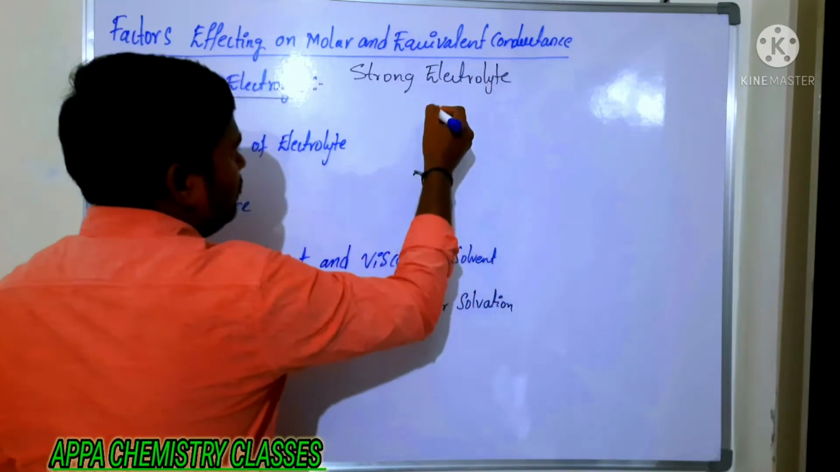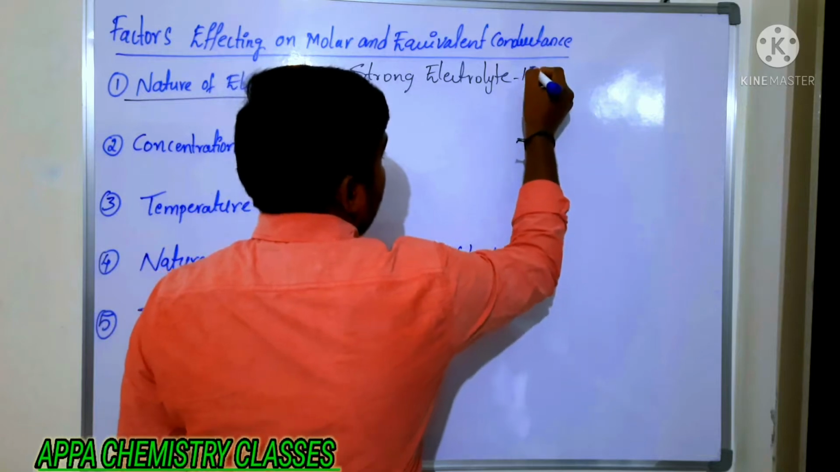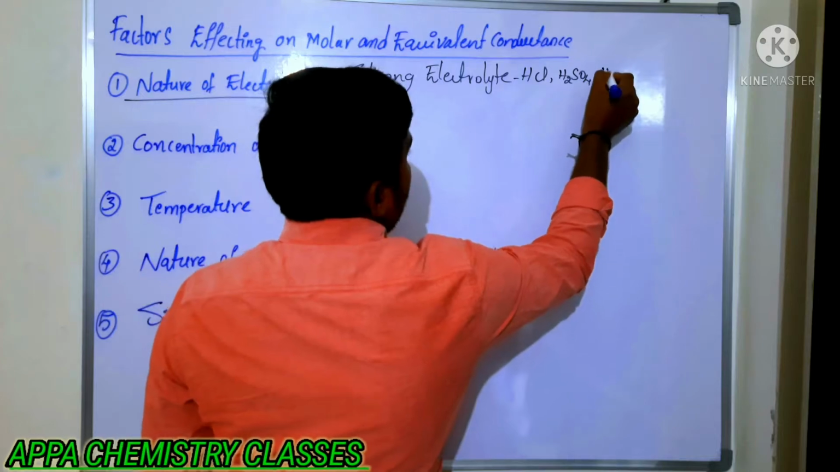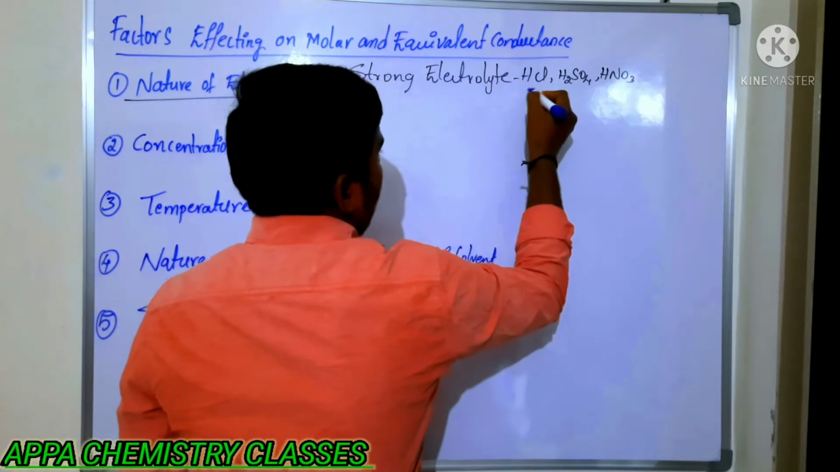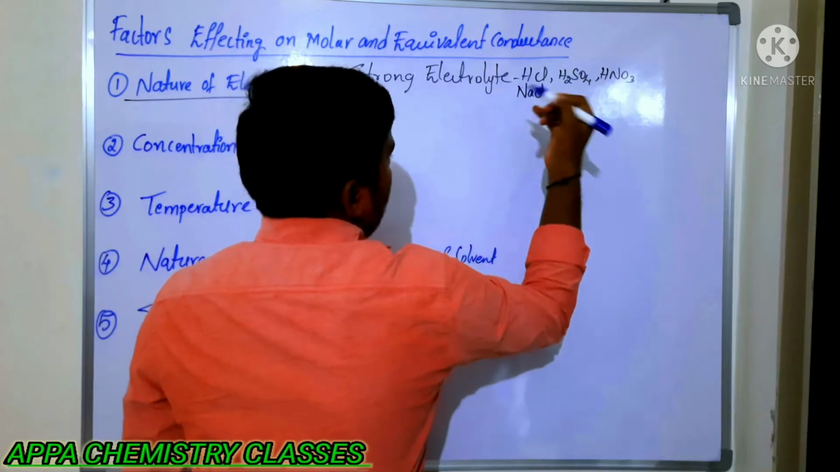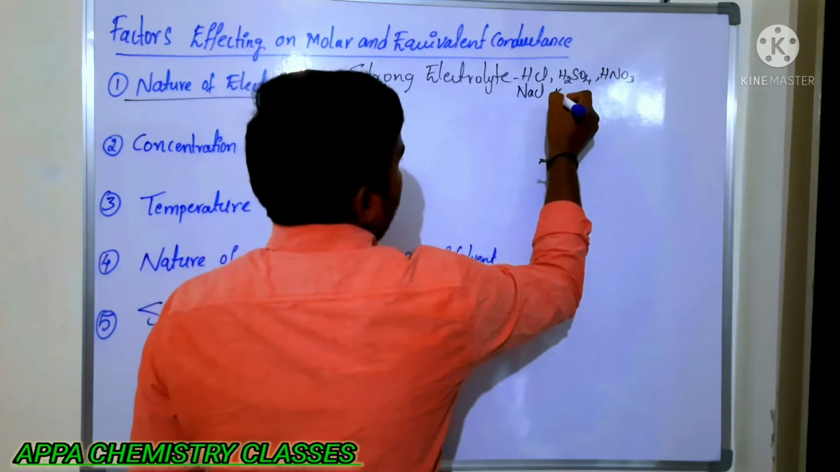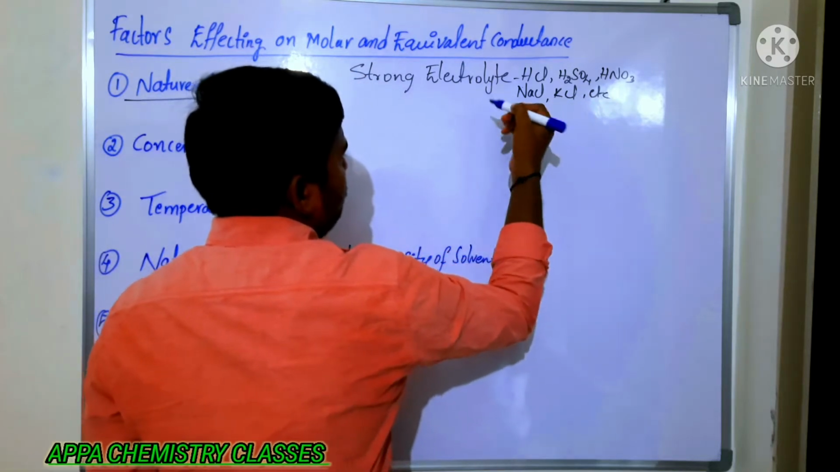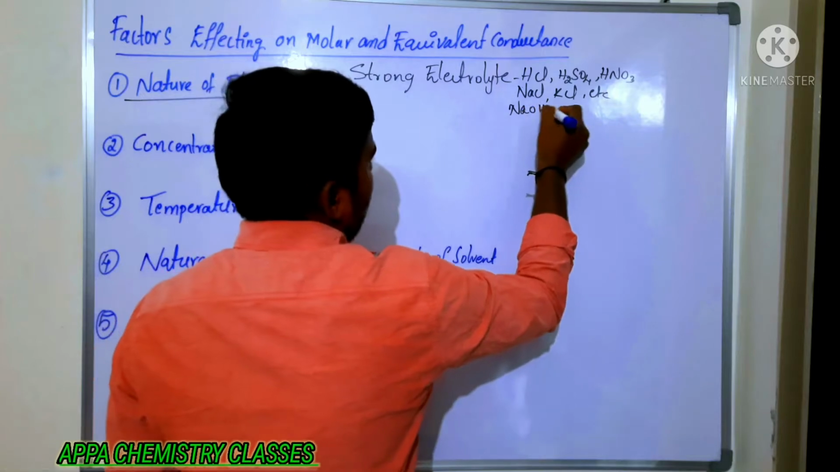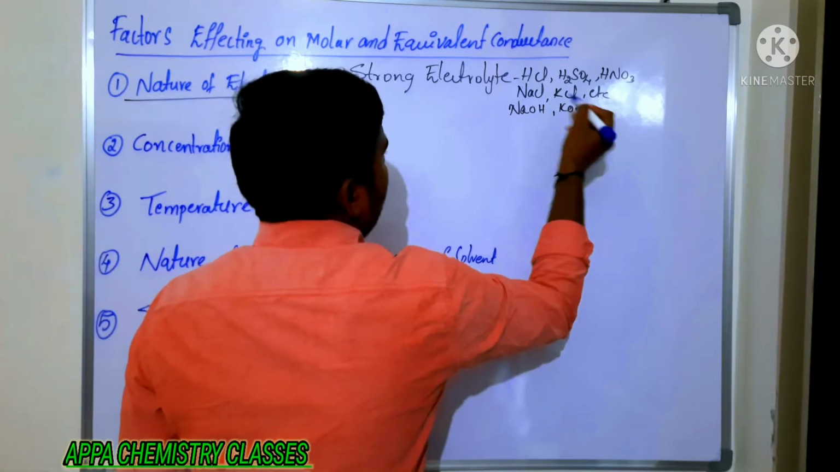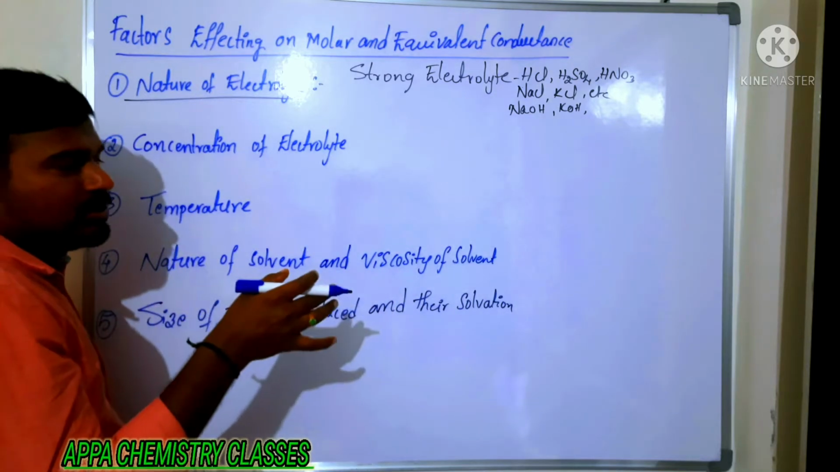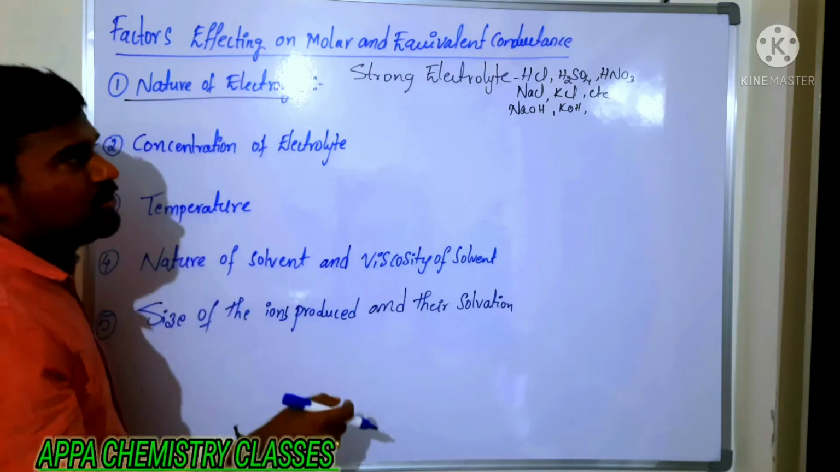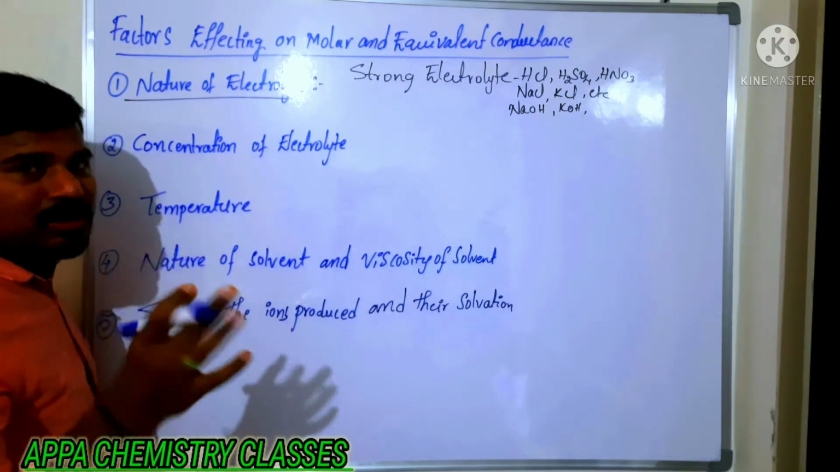You can take strong acids like HCl, H2SO4, HNO3. These come under strong acids. You can take salts like sodium chloride and potassium chloride, which come under strong electrolytes. And also strong bases like NaOH and KOH. These are considered strong electrolytes because they give a large number of ions when dissolved in aqueous solution.